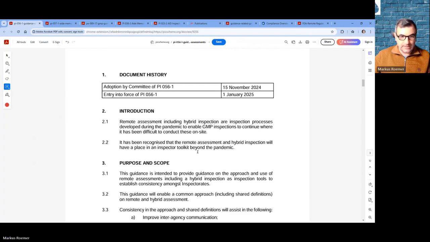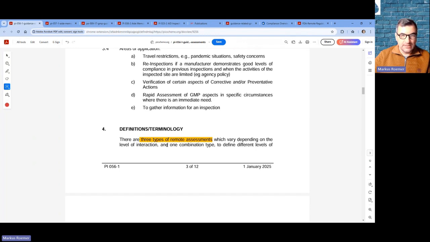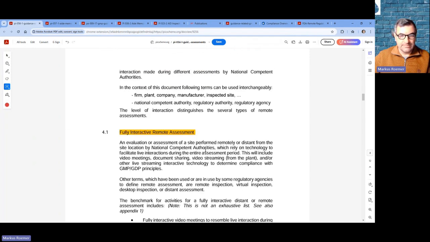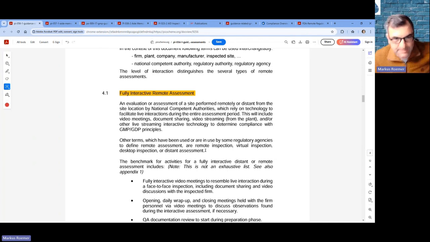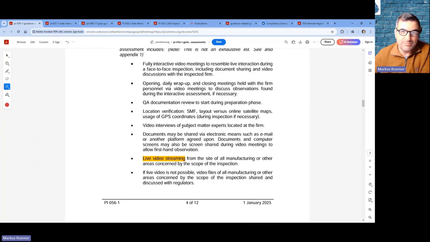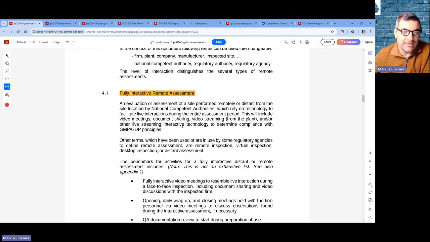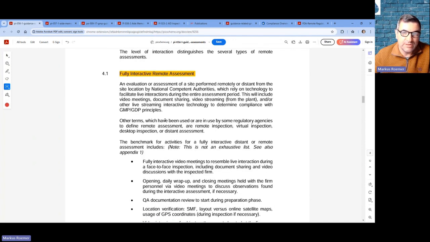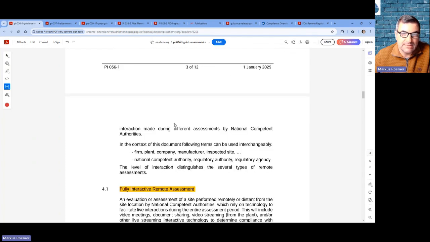So anyhow, you will find here definitions. There are 3 types of remote assessments. Later you will see that they mention 4. So that's very interesting. The first one is a fully interactive remote assessment. Here, it's like you would be on site, and even after the pandemic situation, it could also happen that you cannot visit the site because of other issues like war or unstable political situations or anything like this.